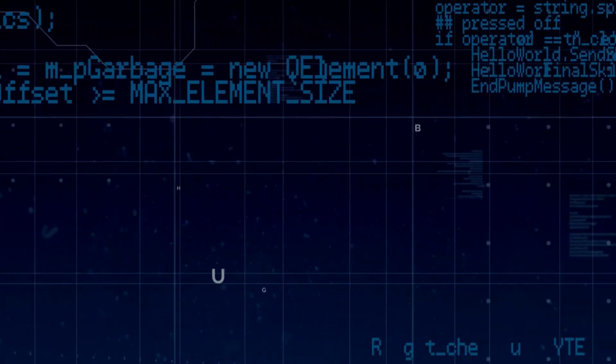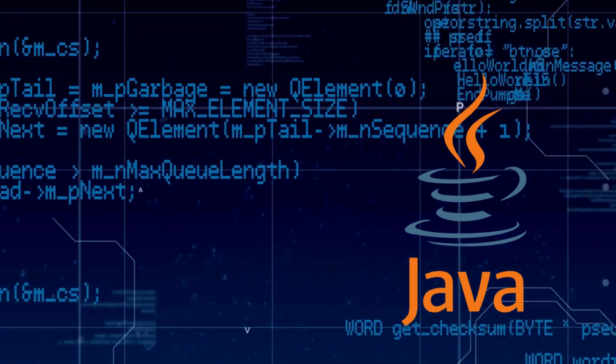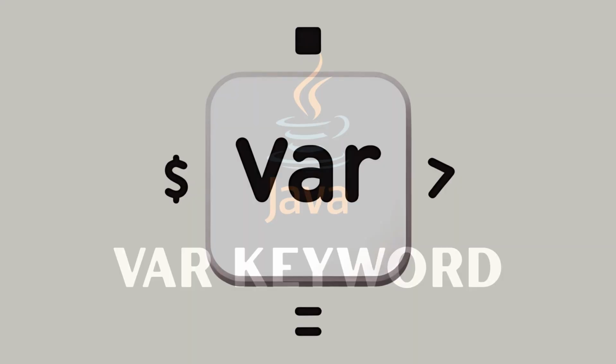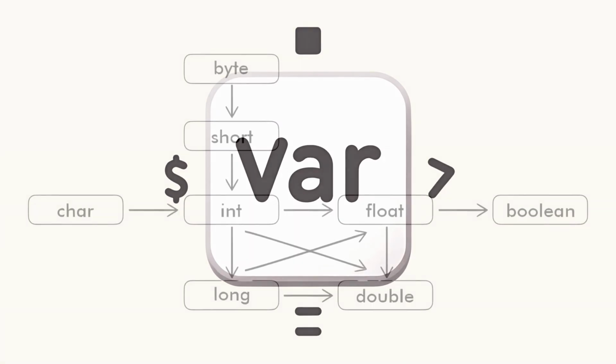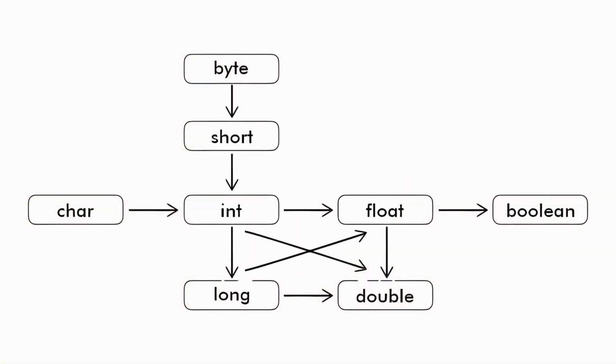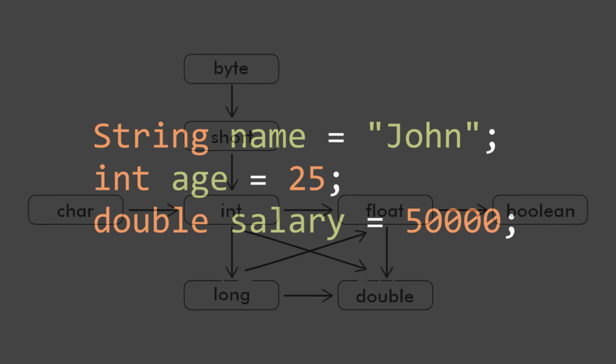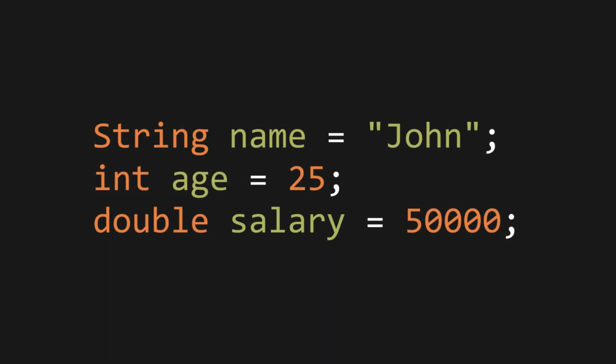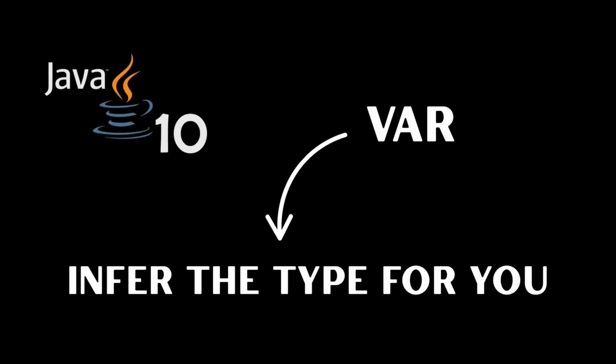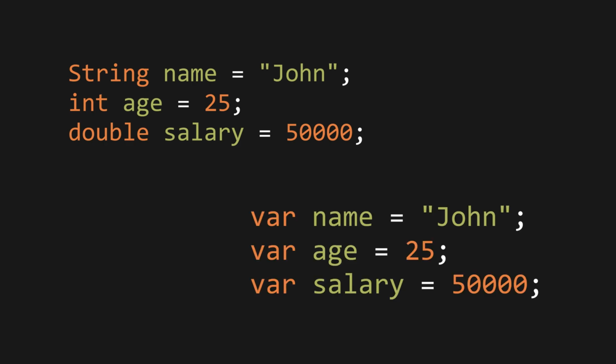Something modern and cool that came with Java 10, the var keyword. So what is var? Normally in Java, when we declare a variable, we write the type explicitly. Example, String name = "John", int age = 25, double salary = 50k. But with Java 10, we got var, which allows Java to infer the type for you. So the same thing can be written as var name = "John", var age = 25, var salary = 50k. Java knows which is string, int or double. This makes your code look cleaner and more modern.